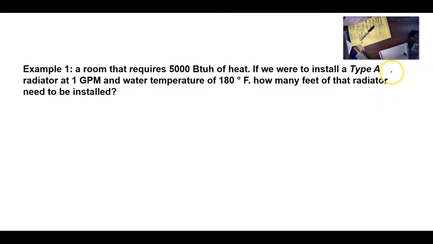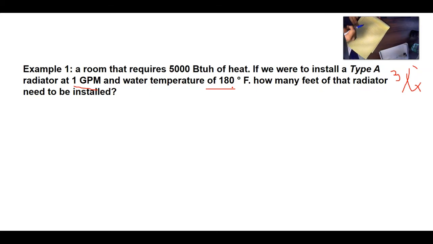So a room that requires 5,000 BTUs of heat, if we were to install type A, that's the 3/4 over here. So that's 3/4 inch pipe. Radiator at 1 GPM, so it's at the slow pace, and the water temperature is 180. How many feet of that radiator is to be installed? So I'll give you a second to look at it while I jot it down.